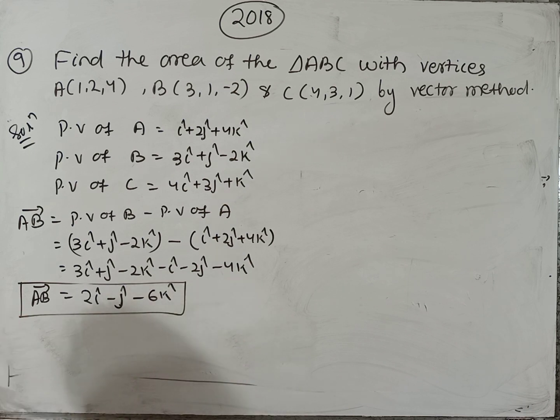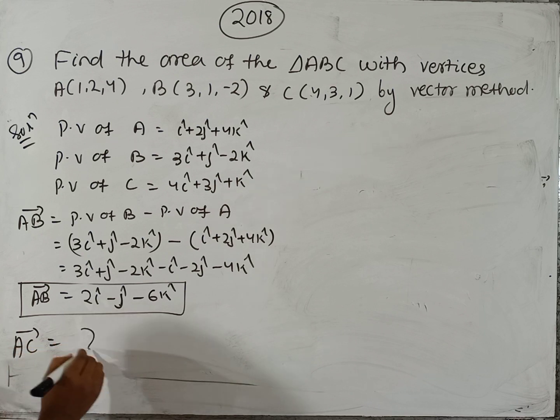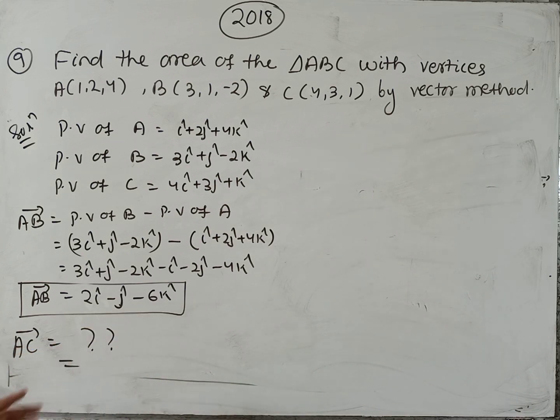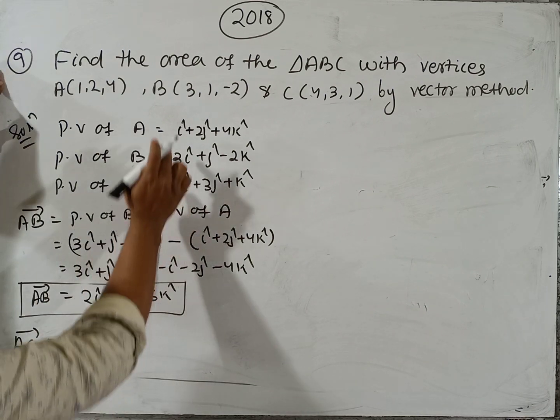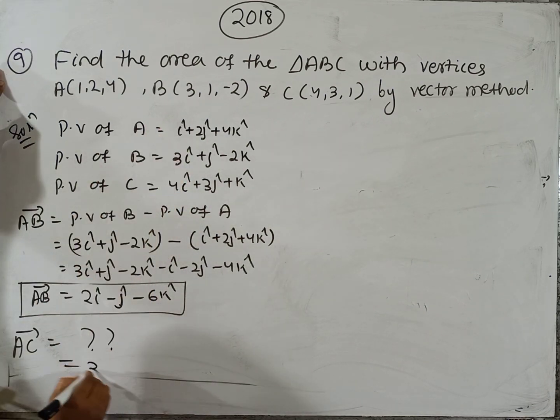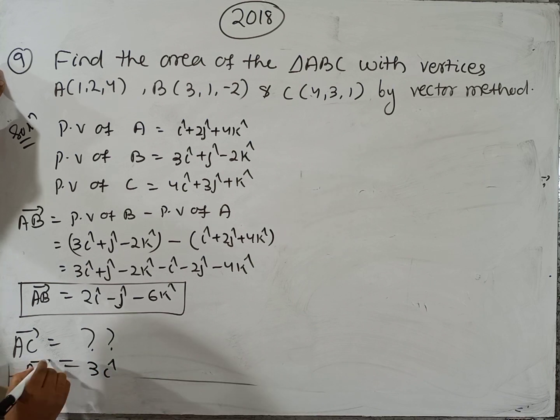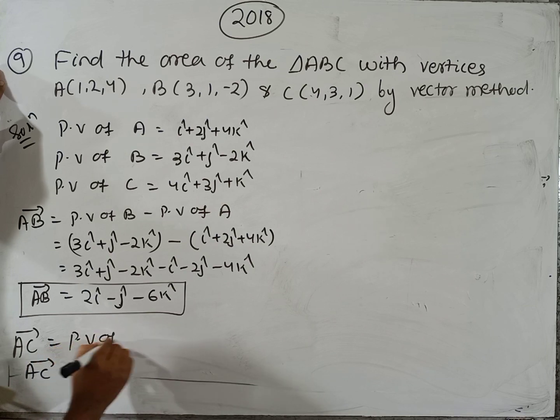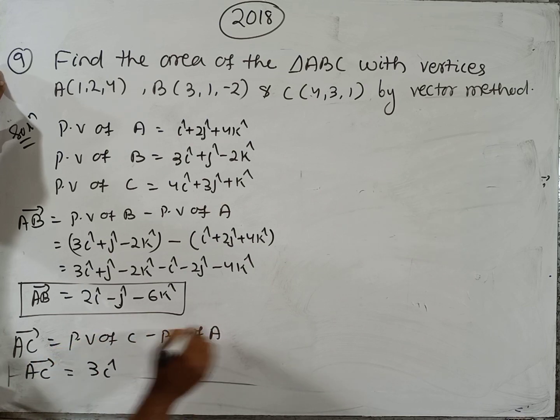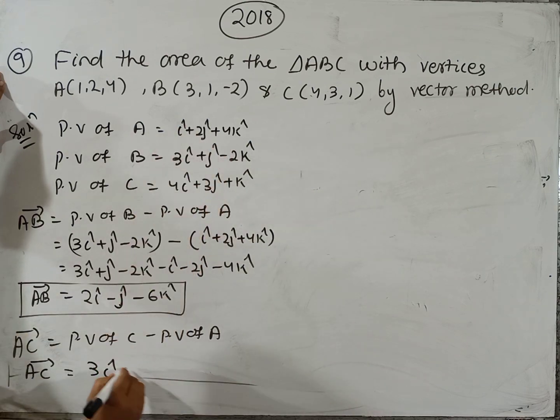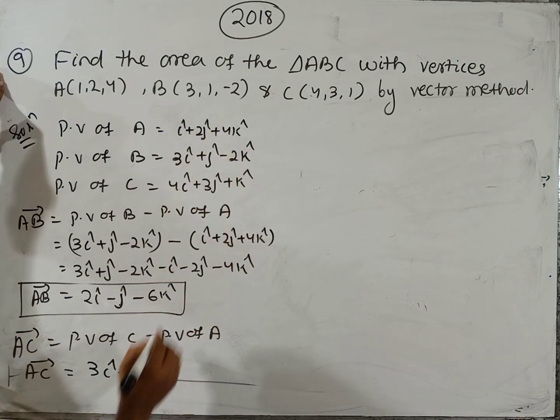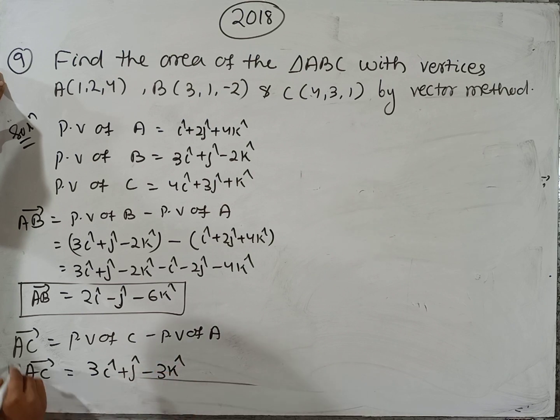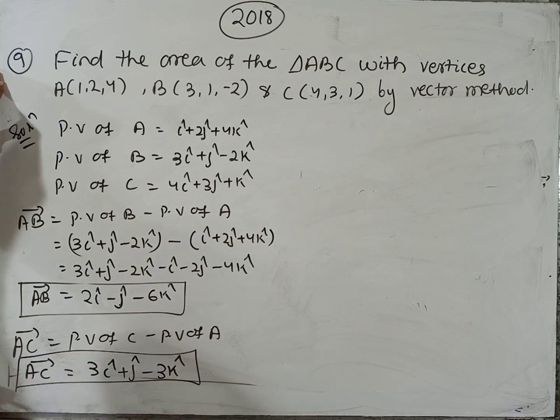Then in a similar pattern we have to find out AC vector. You have to write down the steps; I am writing down the value directly. Position vector of C minus position vector of A: 4i cap minus i cap is 3i cap, then plus j cap, then minus 3k cap, and here it is AC vector.